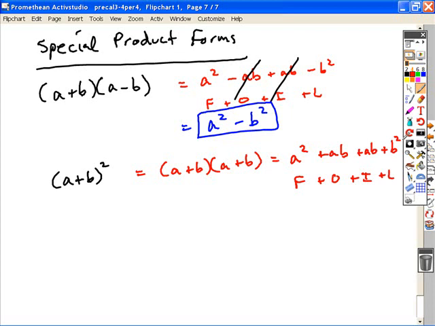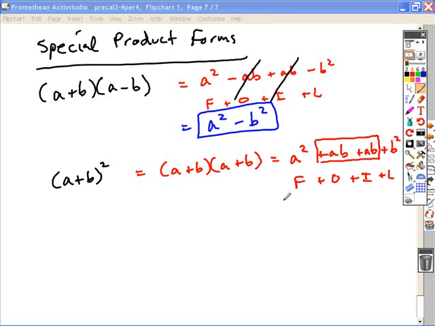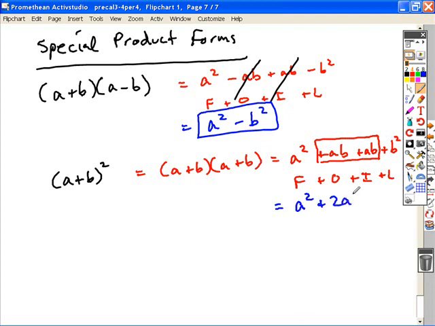And this is always going to be the pattern. And because you're adding the same thing, the outer and inner products will always be exactly the same. There is, again, a shortcut, special product form for binomial squares, and that is the first term squared plus twice the product of those terms, a and b, plus the last term squared. And so this is your shortcut for binomial squares.